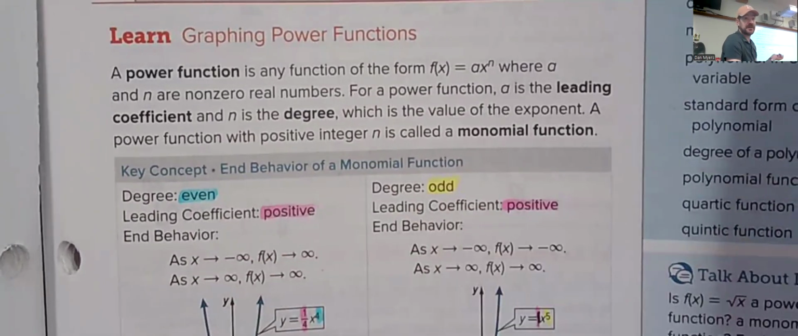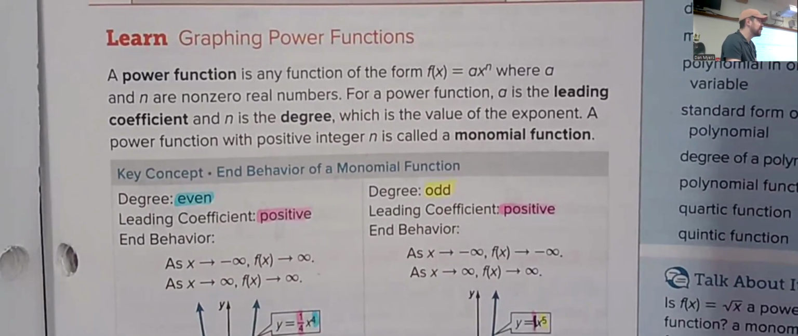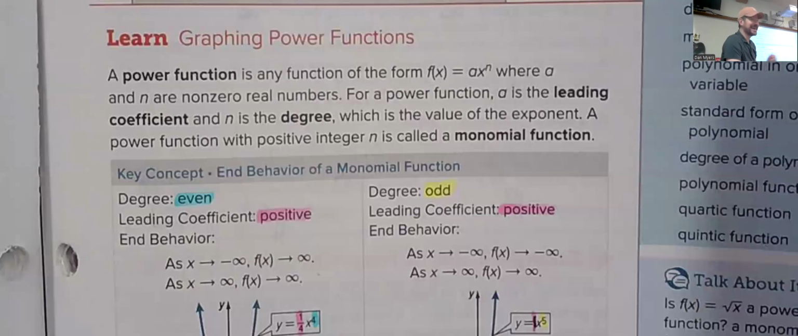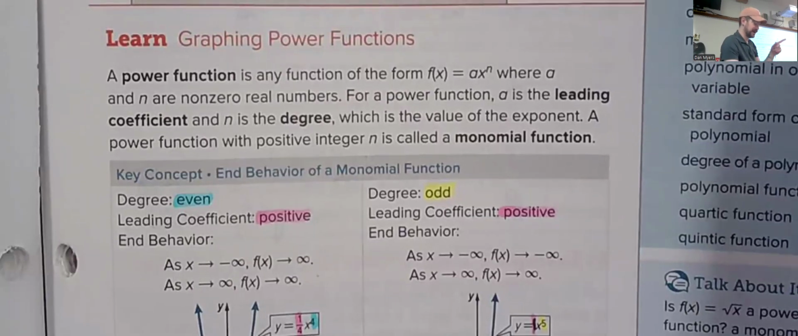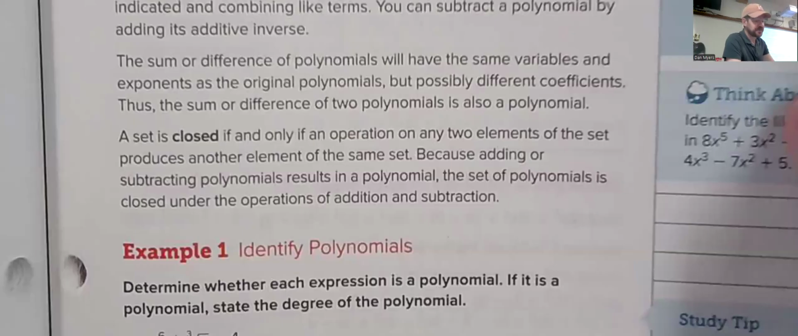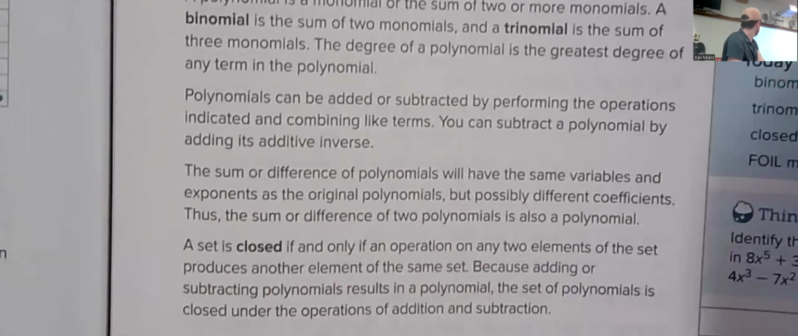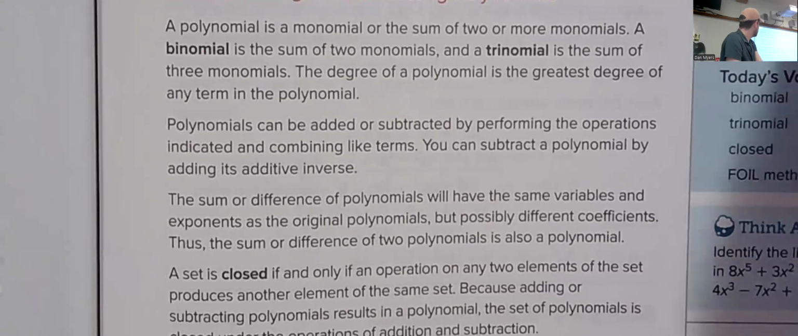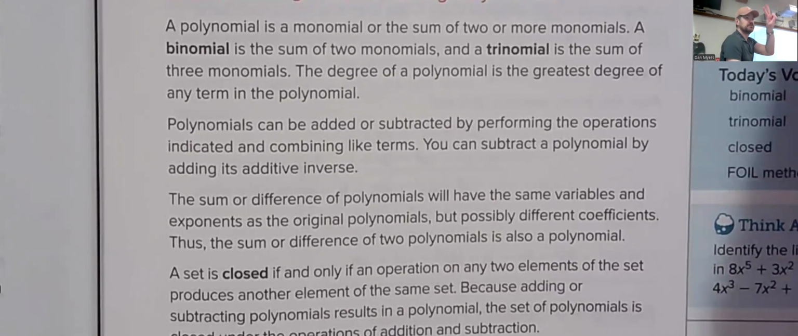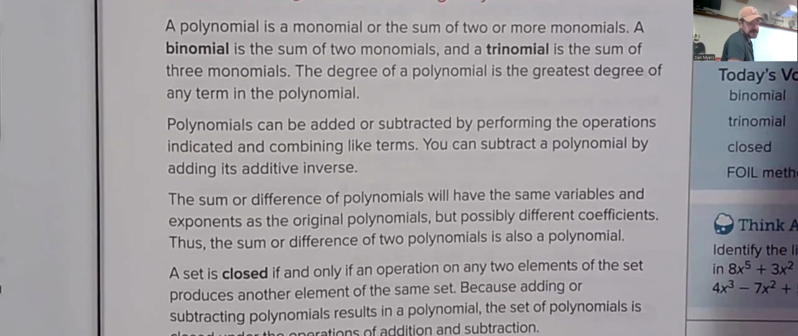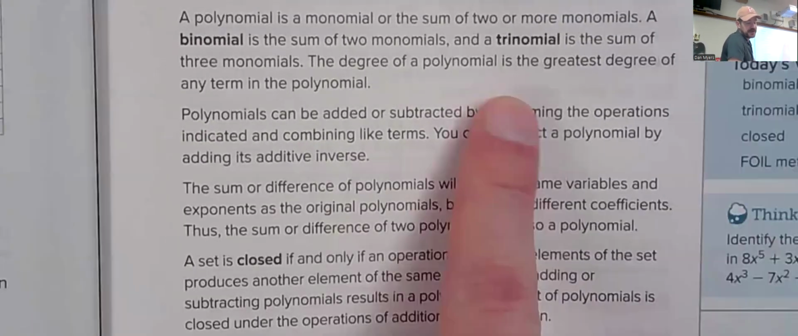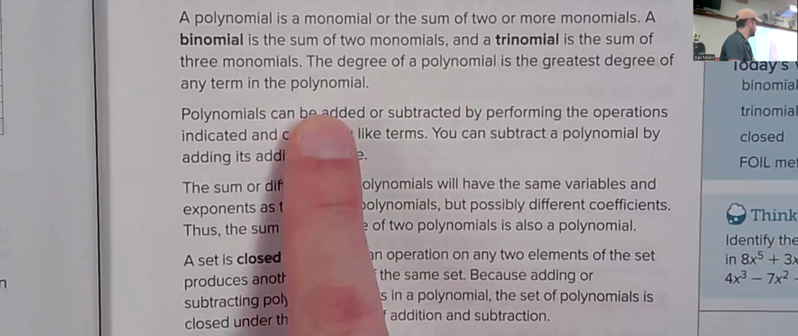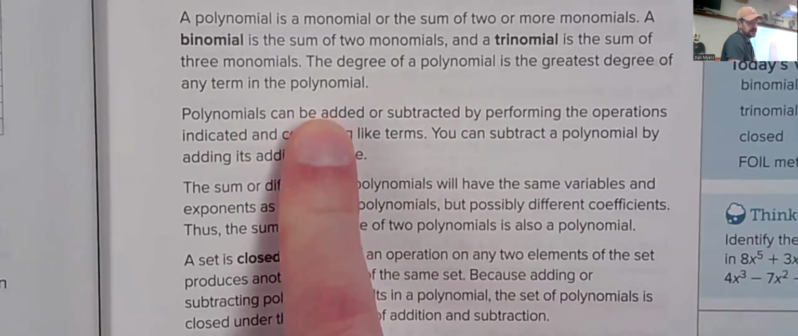So if it's anything other than that, if it's like a fraction exponent or negative exponent or anything like that, it cannot be a monomial. So keep that in mind. All right. So a polynomial is a monomial or the sum of two or more monomials. A binomial is two terms, sum of two monomials or difference. A trinomial has three terms. It's got three monomials. The degree of a polynomial is the greatest degree of any term in the polynomial. We've already dealt with that in this unit.